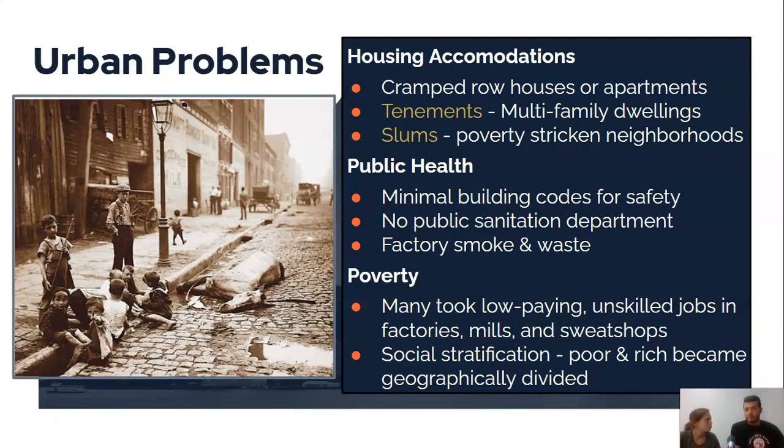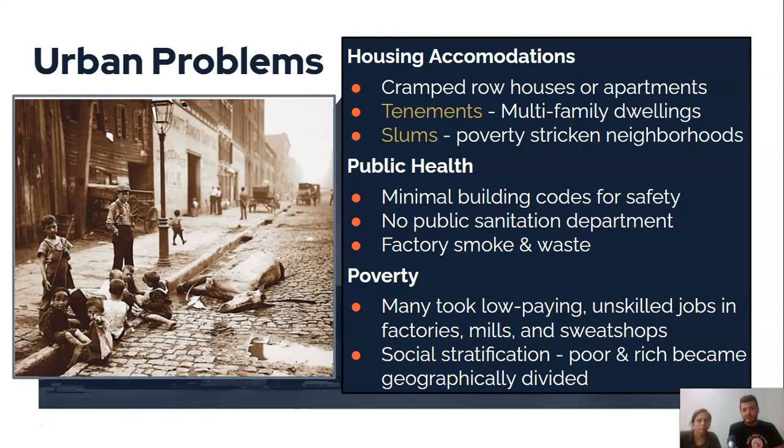And most Americans, especially at this time, don't like government intervention. They don't want the government in their lives. And that wasn't the purpose of government, according to them. But we'll see that shift as well. Again, no public sanitation department to clean up the streets.